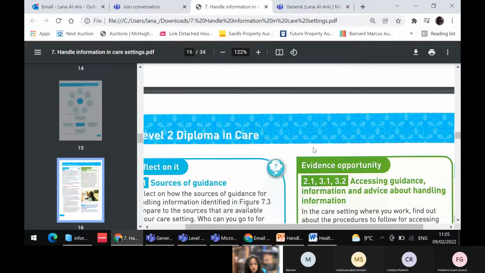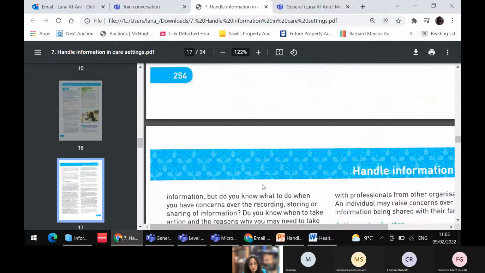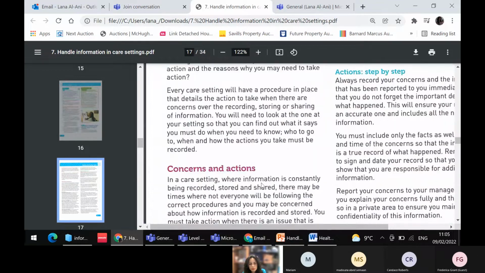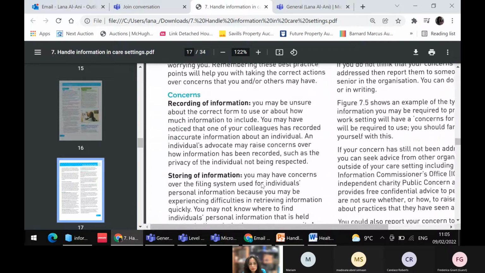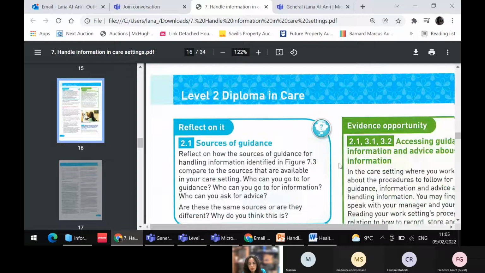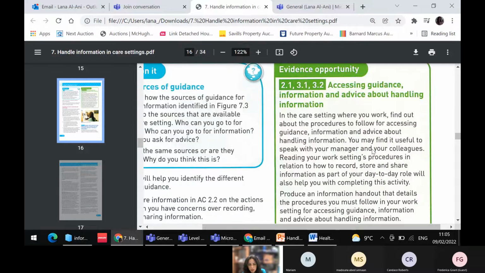So now if I go to, I'm just looking for the number first, which is here. 2.1 says assessing guidance information. Now this we've done.